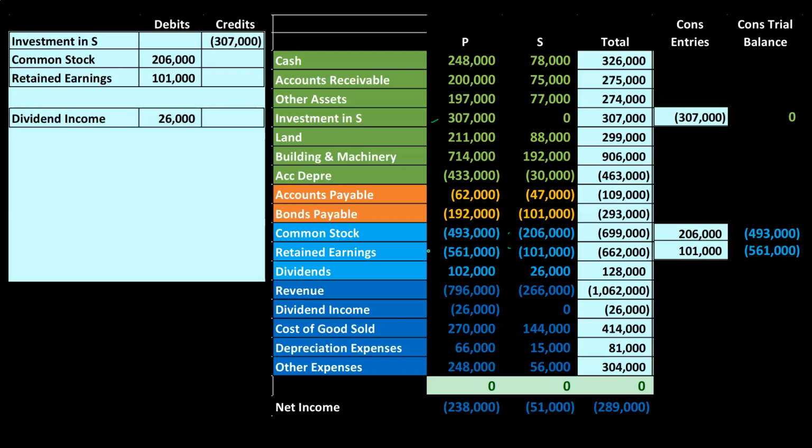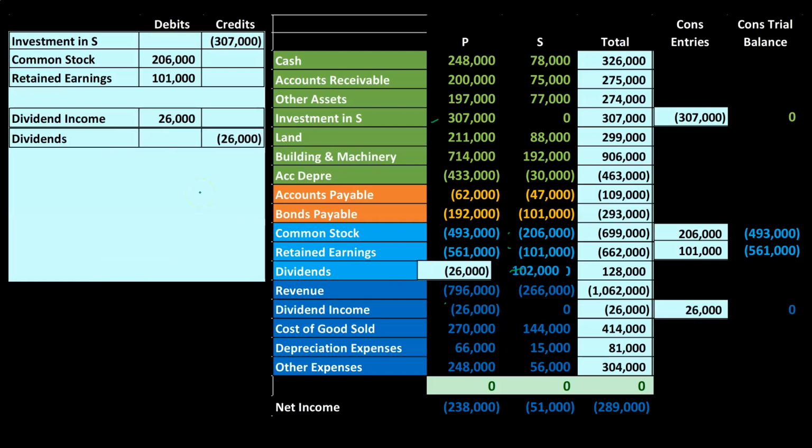All right, and then we have the dividends. So we got the dividends here. The dividends still went 100% from S to the owners of S, which are 100% owned by P, because P owned it 100% for the entire year. Therefore, this needs to be eliminated, and the other side of it is in dividend income. So we're going to remove the dividends and the dividend income.